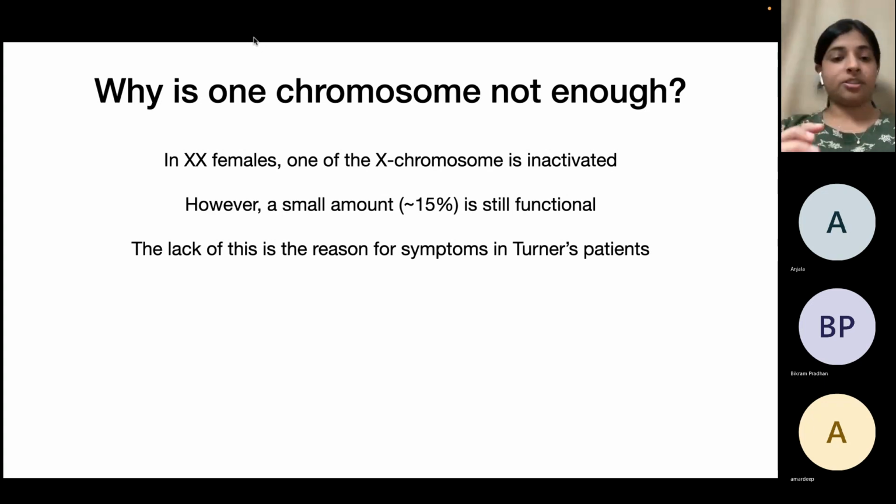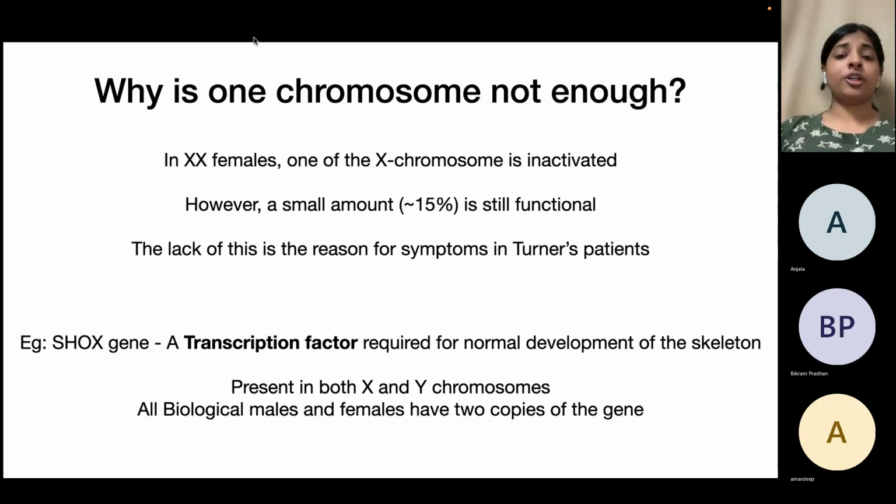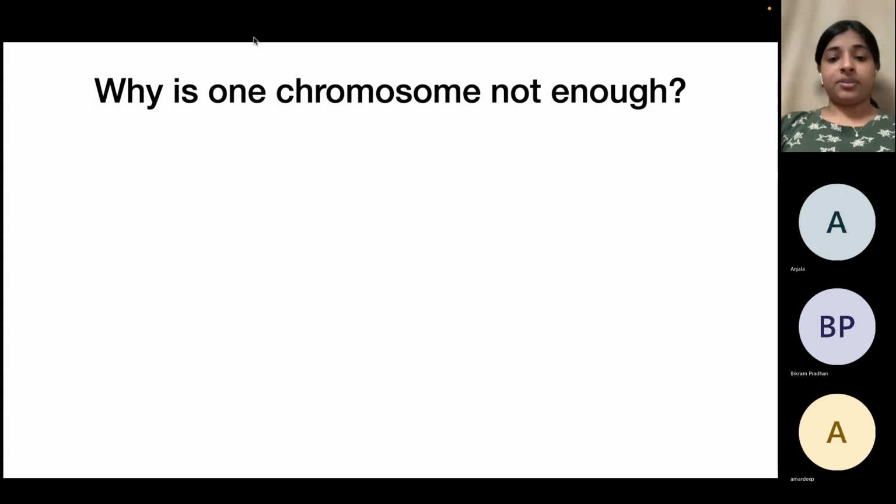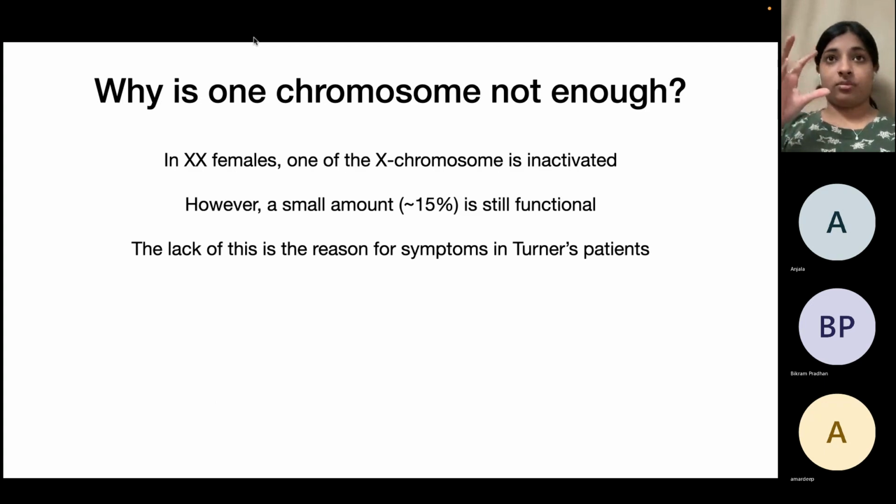This 15% is the reason for the symptoms in Turner patients, and in fact the symptoms for triple X as well. If you think about it, if there is some 15% of genes whose function is required, and if it is lacking, of course that function cannot be substituted by any other protein in the cell, and because of which there are some symptoms, some developmental defects.